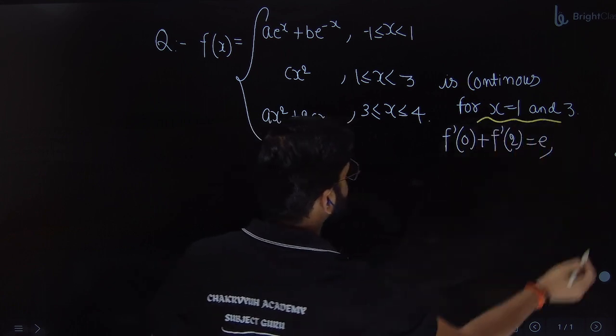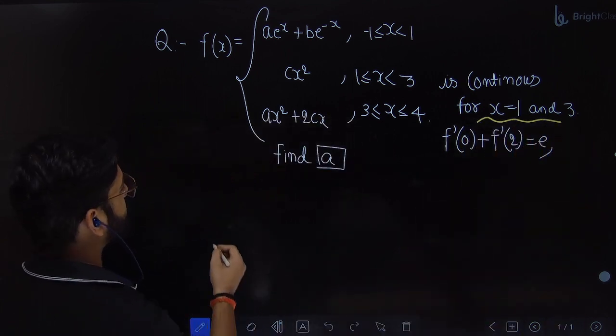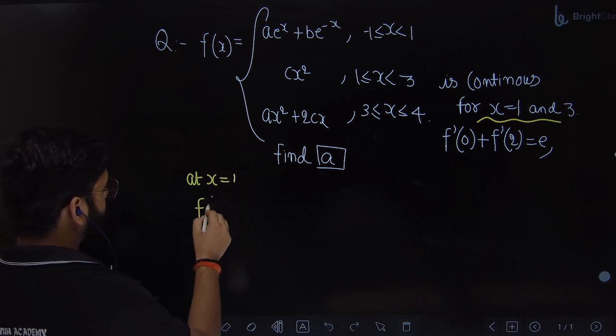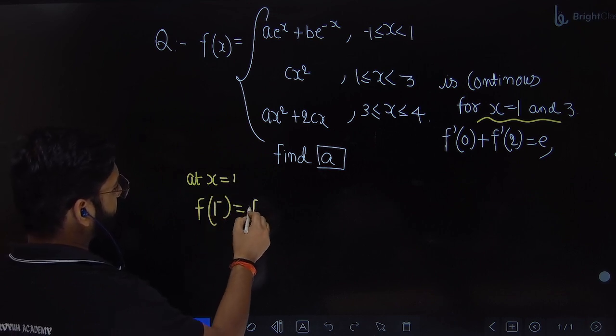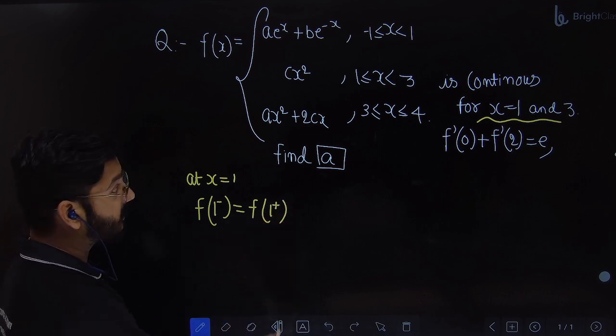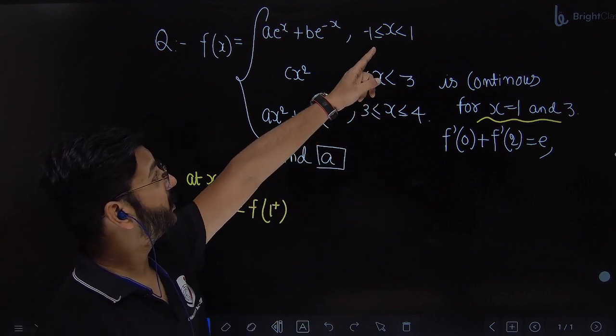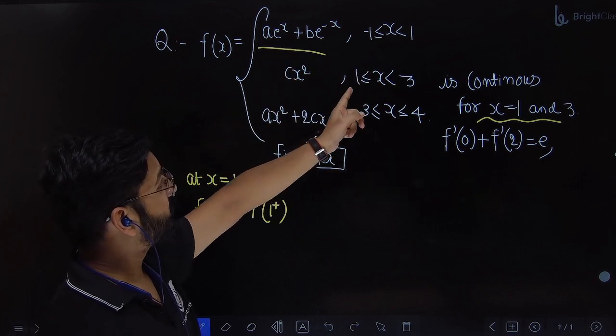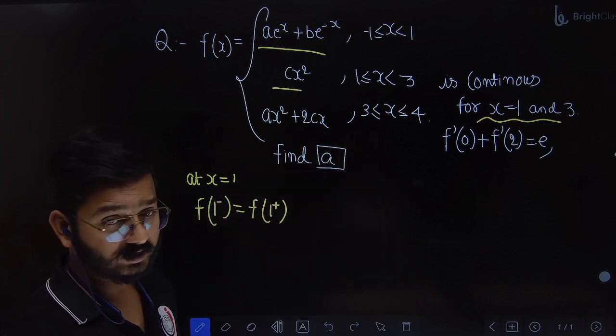Let's use the condition: continuous at x equal to 1. So at x equal to 1, f of 1 minus will be equal to f of 1 plus. What is the meaning of this? Left hand limit is equal to right hand limit. At 1, which one is the left hand limit? This function. Right hand limit, x greater than 1. Equate both.